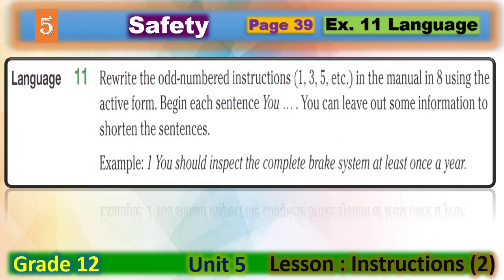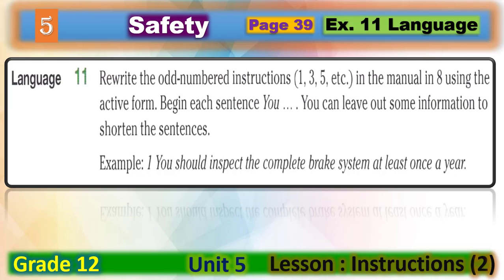Now let's move to activity number 11. Rewrite the odd numbered instructions 1, 3, 5. The odd number means 1, 3, 5, 7, etc. in the manual in exercise 8 using the active form. Begin each sentence with you, or you can leave out some information to shorten the sentence. For example, we can look at sentence number 1 together, and we will do the sentence together.